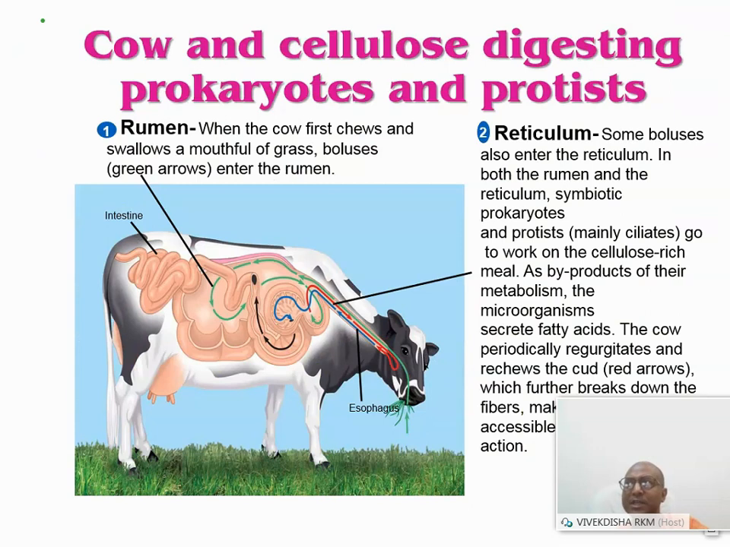That cellulose is digested by other groups, generally prokaryotes or protists present in the alimentary tract of the cow. Initially the cow takes up the food quickly and puts it here, where different prokaryotes and protists digest the cellulose. Then it comes back, the cow chews it again, and it is taken for further digestion.